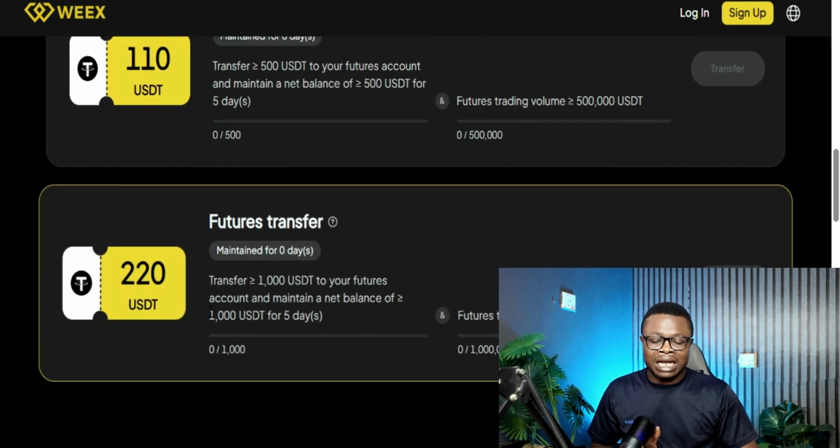The same thing for the last option here, which is the $220. So all you just need is make a deposit of $1,000 and allow that money to sit in your futures trading account for 5 days. And with a trading volume of $1 million, you claim this $220 for free that you can use to do something else. Okay, so take advantage of this right now.